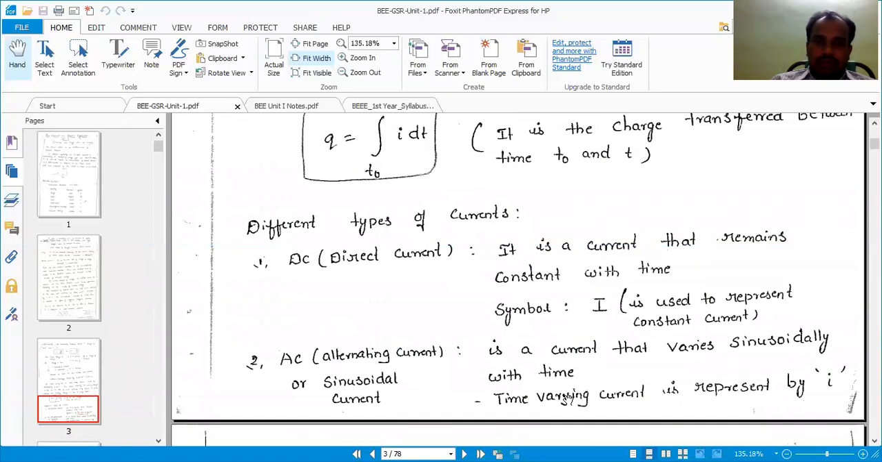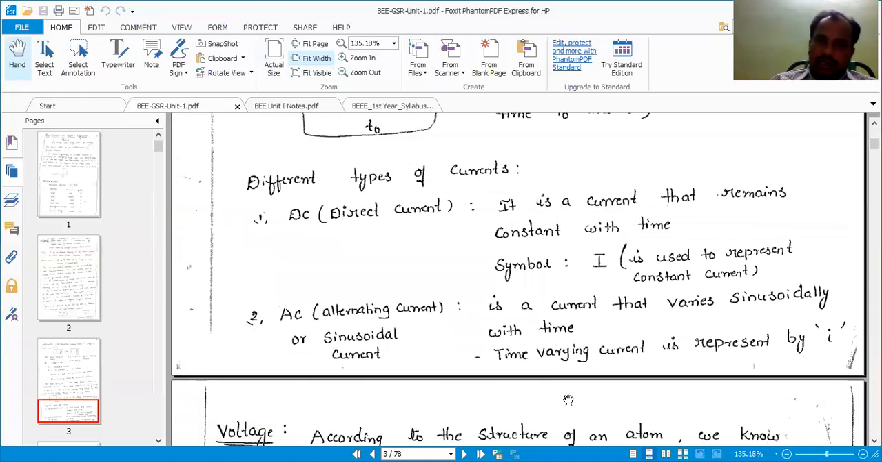Now, the different types of current are AC current and DC current. DC current is the current that remains constant with time. The graph of DC current is a straight line. It is symbolized by I and is used to represent a constant current. The time versus current graph is constant with time. The alternating current, or sinusoidal current, is the current that varies sinusoidally with time. The time-varying current is represented by i.